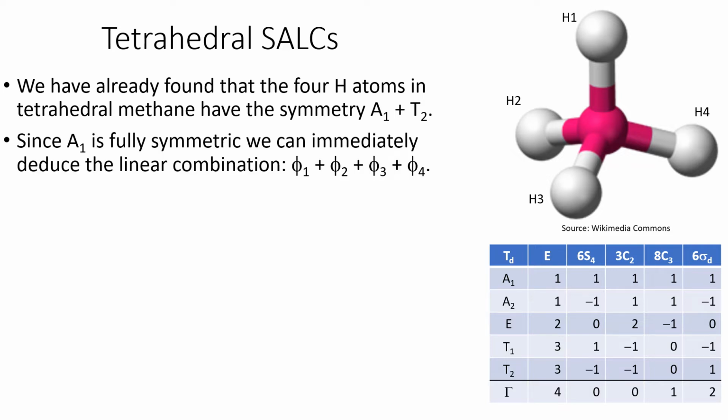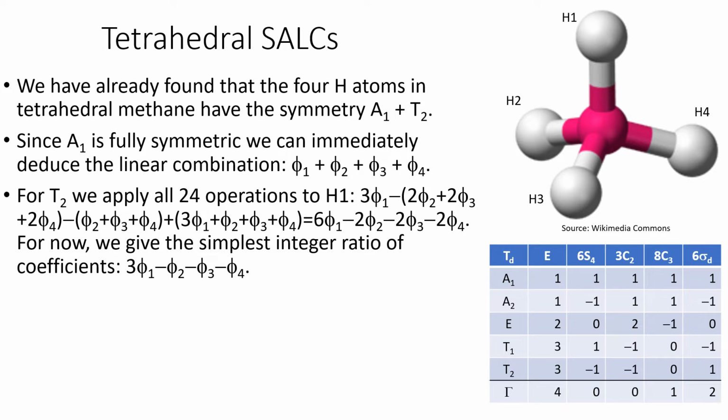Now, in terms of these linear combinations, we can perhaps immediately deduce that the fully symmetric combination must be the most symmetrical way we can combine the 4 orbitals of hydrogen, and that's simply to add them all up with equal weighting. So phi1 plus phi2 plus phi3 plus phi4 would represent the most symmetrical combination. But life gets a bit harder when we try to consider what would be the symmetry adapted linear combination of hydrogen orbitals if it's going to correspond to the T2 irrep symmetry.